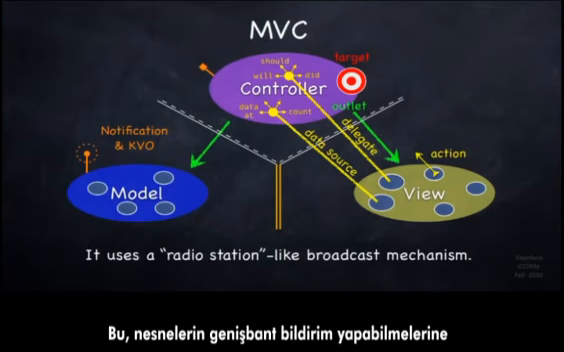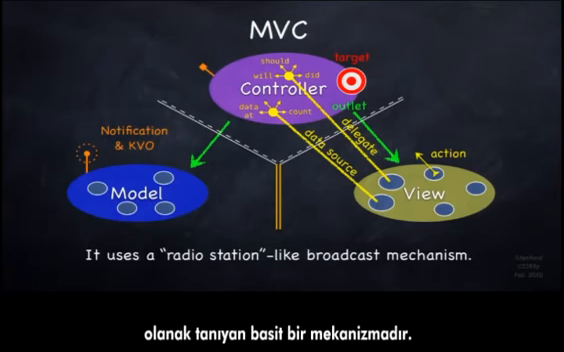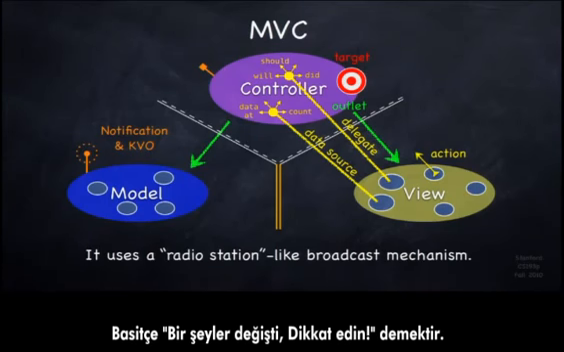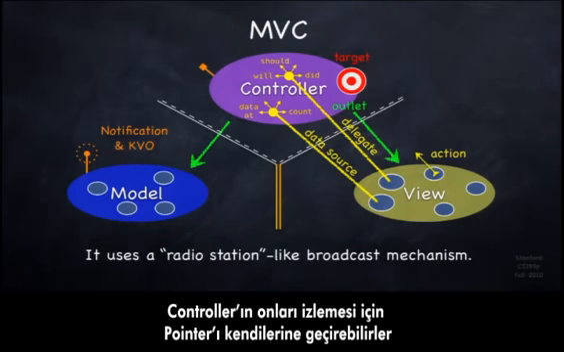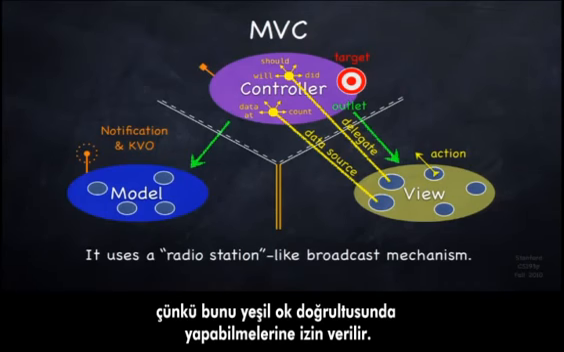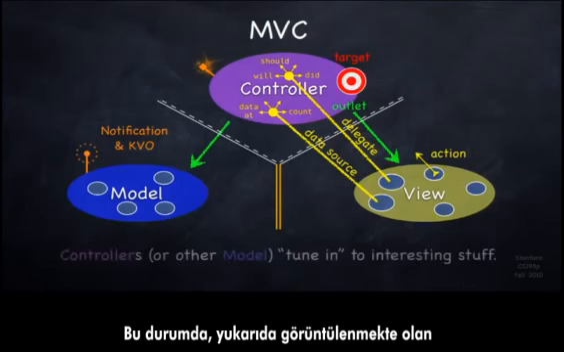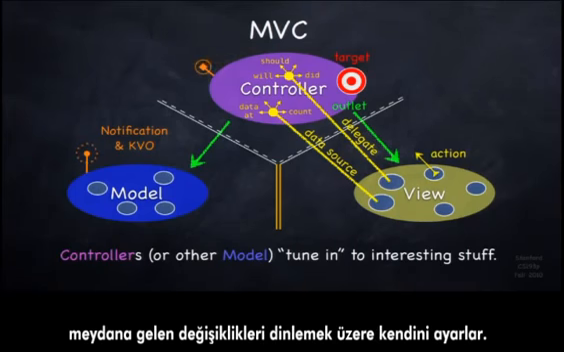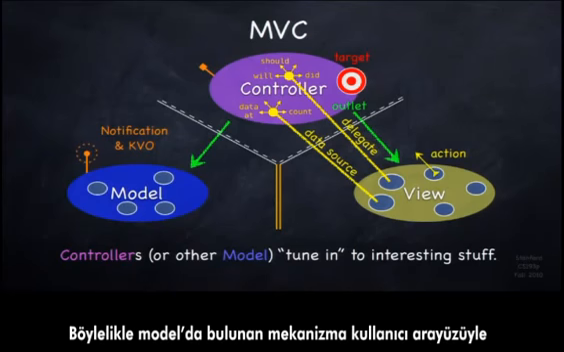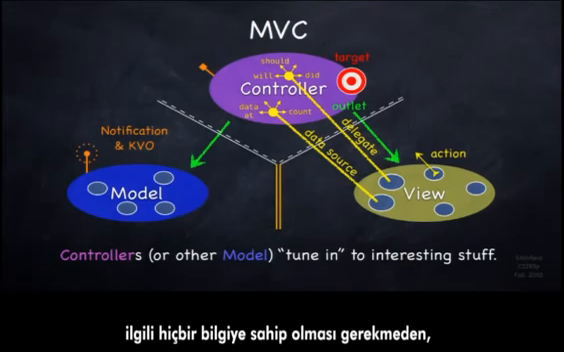And it's a simple mechanism that allows objects to broadcast notifications. Basically say something has changed. Pay attention to this. And they can pass some information about what changed. They could pass a pointer to themselves, which is okay for the controller to follow because it's allowed to talk down that green arrow. So objects like the controller, you see it up there animating, they just tune in to whatever changes are interesting to them to do their job.